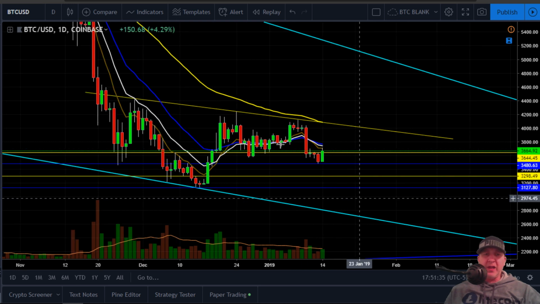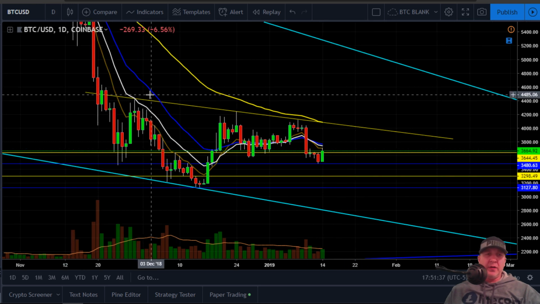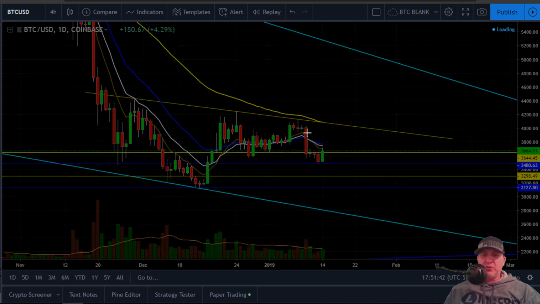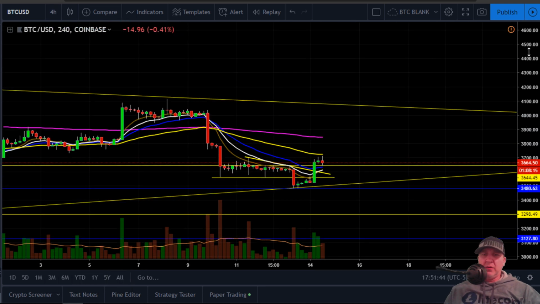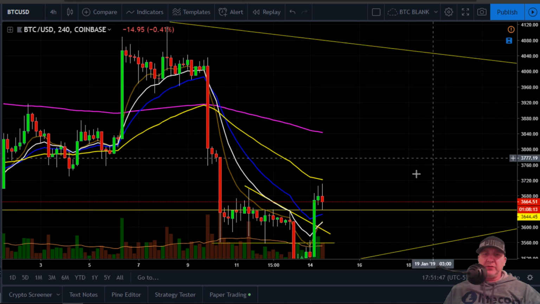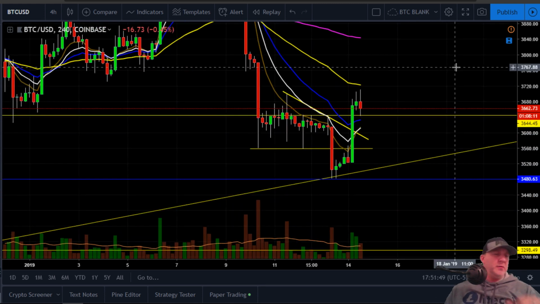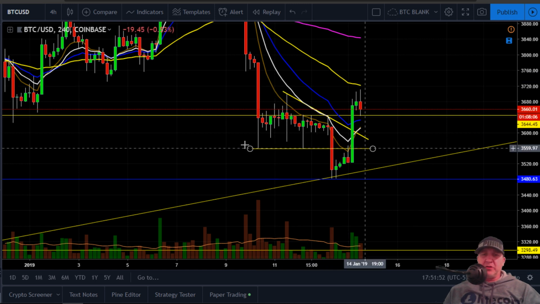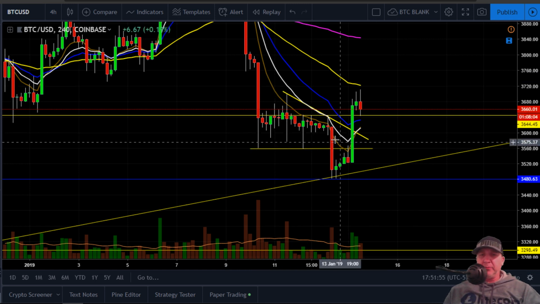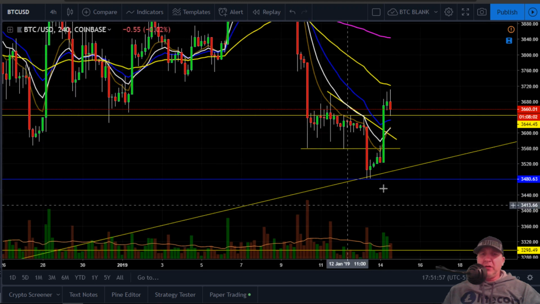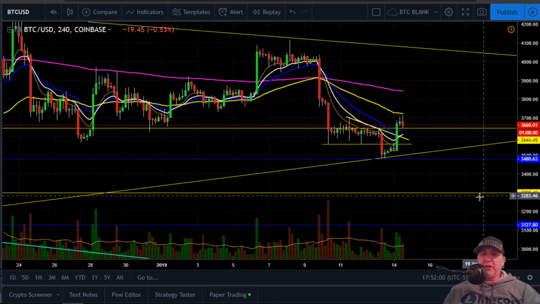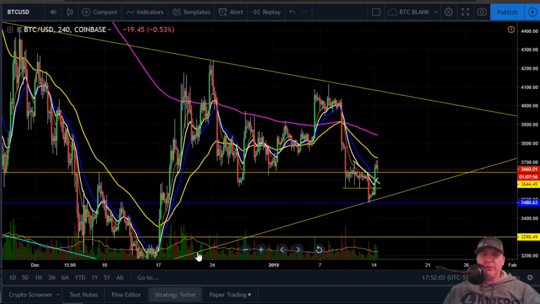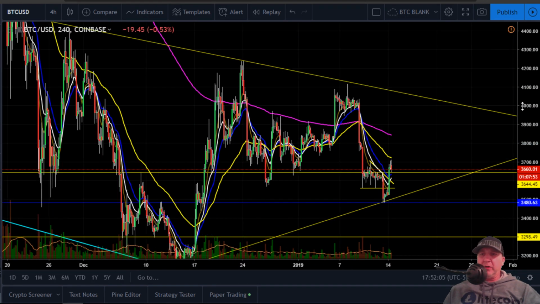So if you watched my video this morning, I think I looked at it in the 4 hour, and I drew a triangle. You might remember this. Right here, I drew the triangle, and when I explained it this morning, I said if we drop down, let's look at this bigger triangle formation here, which is, let me get it where you guys can see it.